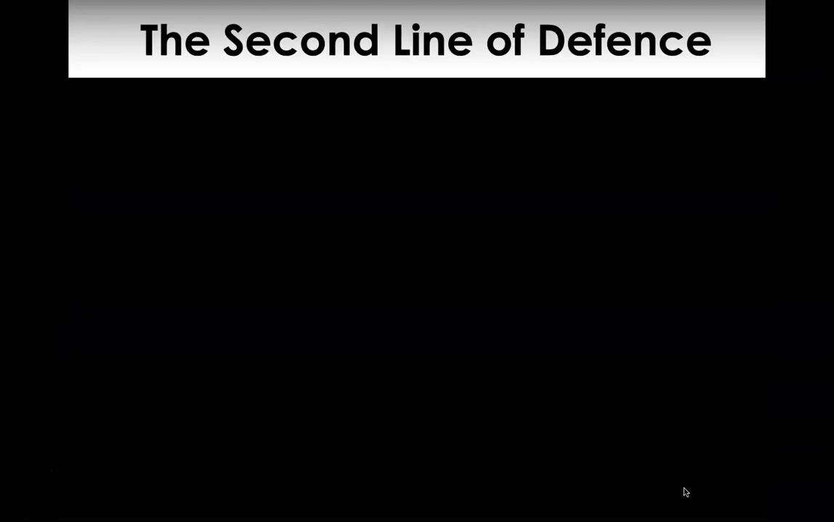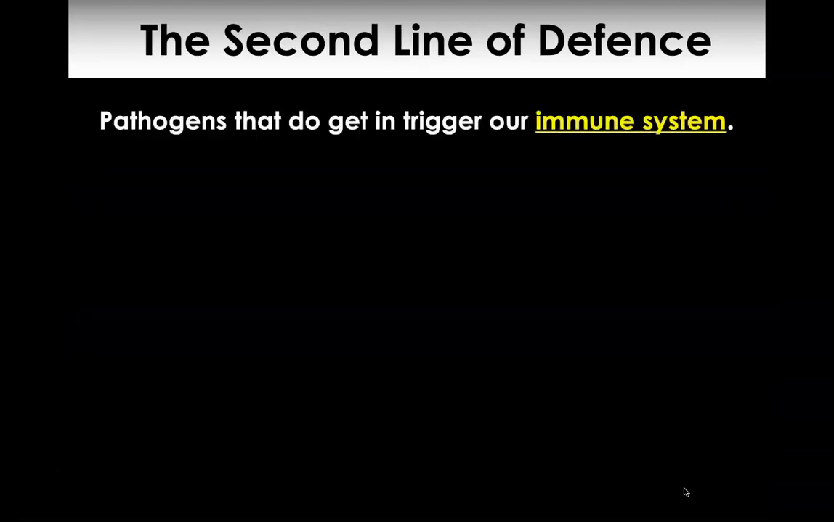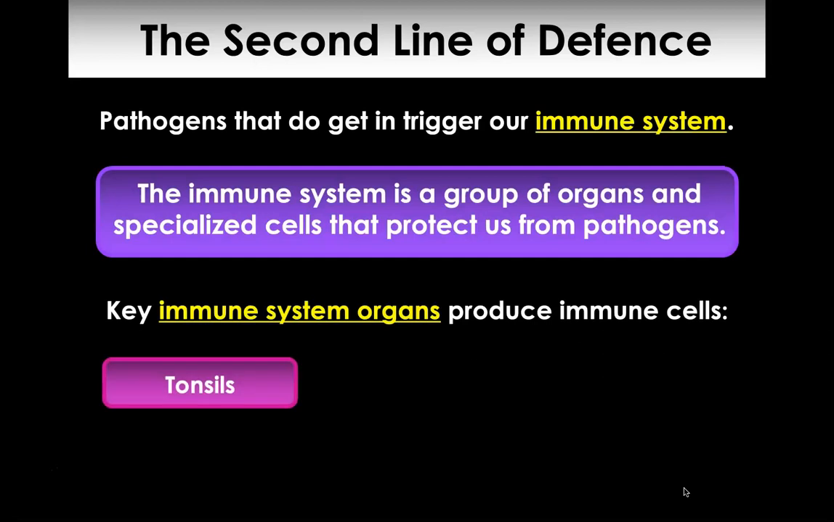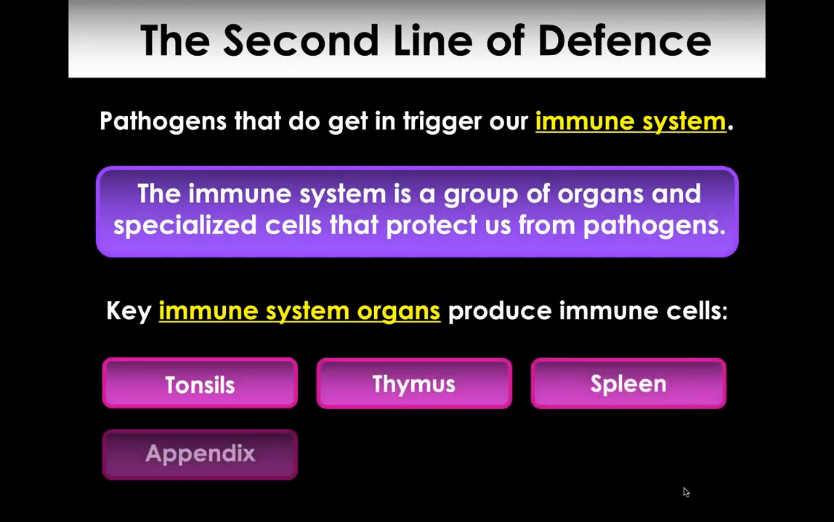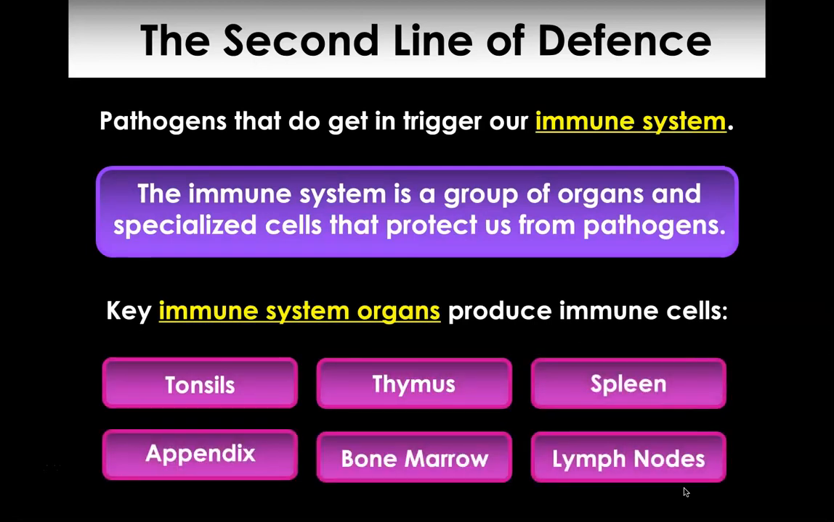Okay, let's look at the second line of defense. So what happens when a germ does actually breach your body? What happens when the germ does get in? What happens when a pathogen gets into your body? The pathogen then triggers your immune system. Okay, these are the organs of your immune system, and they have specialized cells that protect us from pathogens.